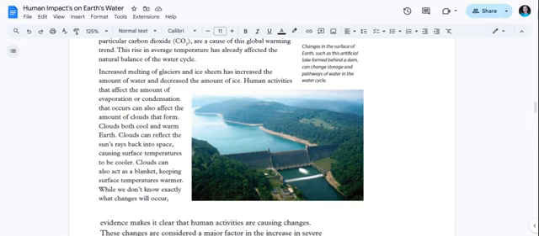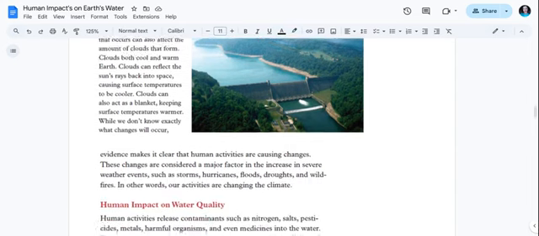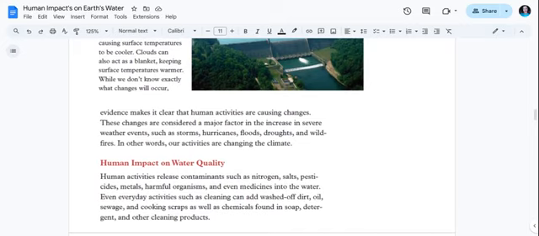Human activities that affect the amount of evaporation or condensation that occurs can also affect the amount of clouds that form. Clouds both cool and warm Earth. Clouds can reflect the sun's rays back into space, causing surface temperatures to be cooler. Clouds can also act as a blanket, keeping surface temperatures warmer. While we don't know exactly what changes will occur, evidence makes it clear that human activities are causing changes. These changes are considered a major factor in the increase in severe weather events, such as storms, hurricanes, floods, droughts, and wildfires. In other words, our activities are changing the climate.